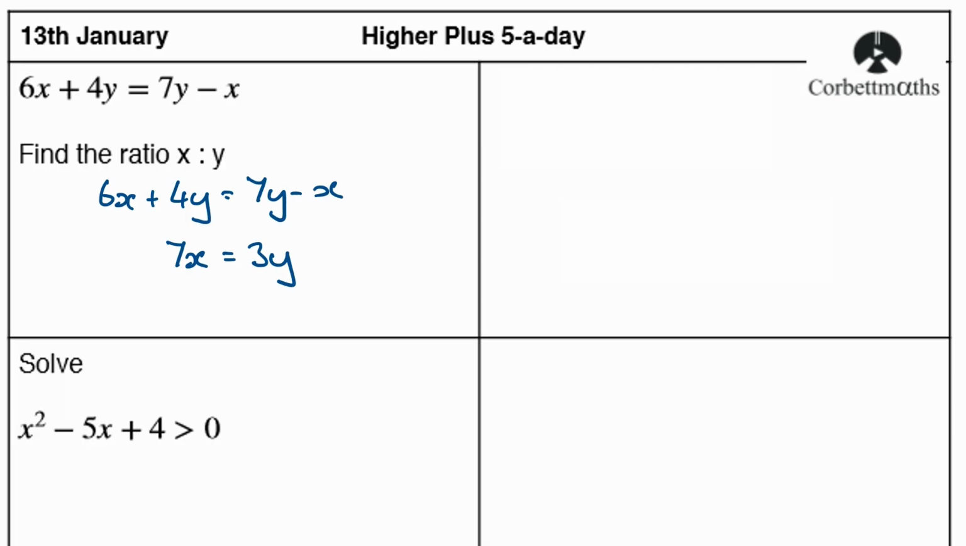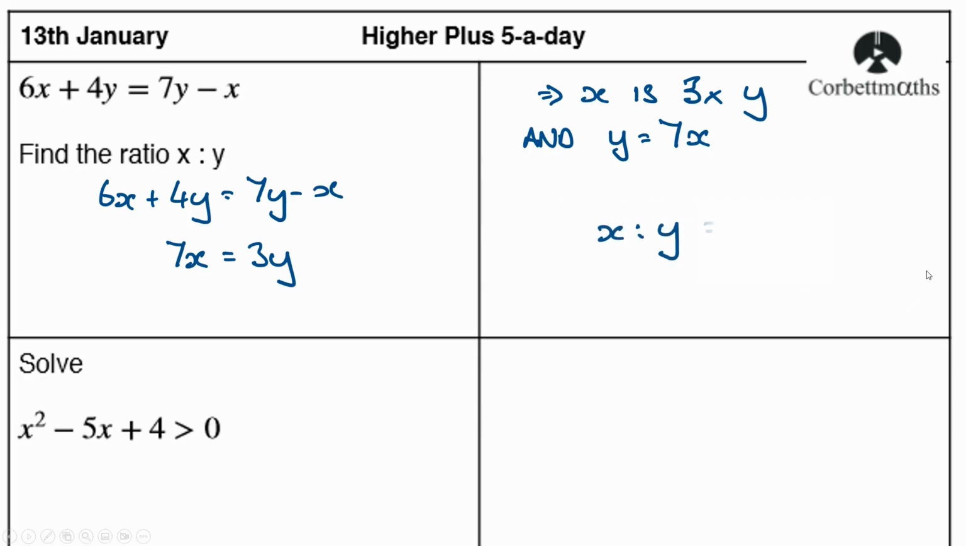This isn't quite correct, though I'm going to write it, but this is how I can explain it best. If you imagine that 7 wasn't there, then x will be 3 times y. So I could say x is 3 times y. And if you imagine that 3 is not there, then y is 7 times x. So as a ratio, x is 3 and y must be 7 times bigger, so therefore x to y is 3 to 7. Nice little question. Next question.